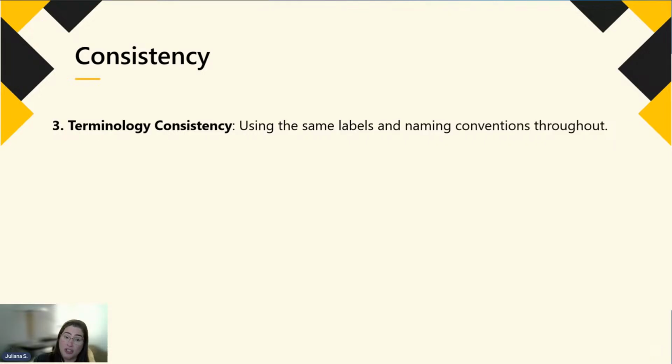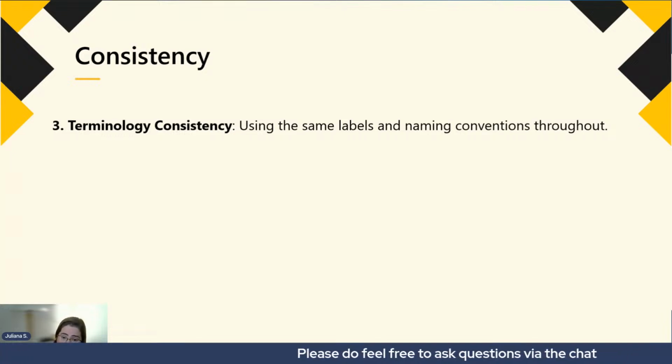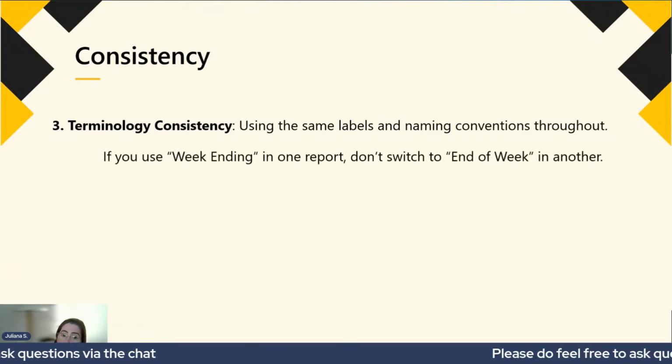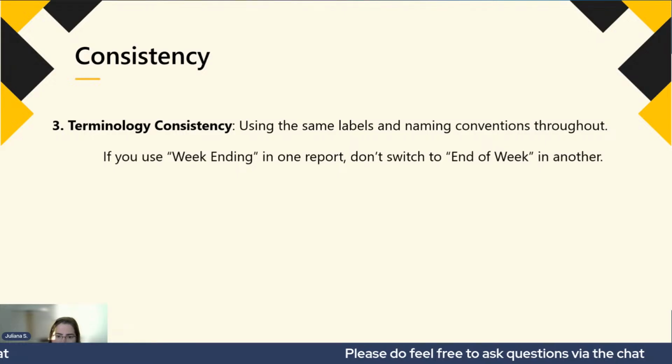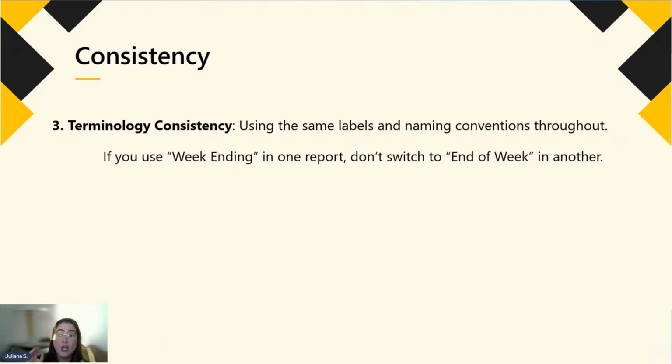We also have terminology consistency, and I've already caught myself not paying much attention. We need to use the same labels and same naming conventions throughout our report. Sometimes it's just because we spoke to a different stakeholder and they call it a different thing. For example, if we use week ending in one report, we're not supposed to go to another visual and say end of week, right? We choose what term we're going to stick to. And then again, check with the organization if they already have some kind of standard on terminology.